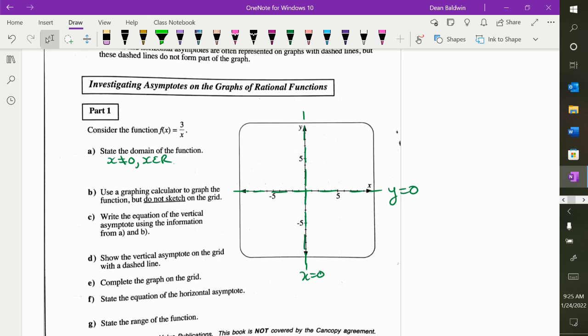So how do we sketch? We know we cannot touch the line x is equal to 0. How do you figure out, because they don't always just go like this and like this. Sometimes they're flipped. Sometimes they're on both sides. Okay? So how do you figure out which side it's on? Does it go like that, or like that, or like that?